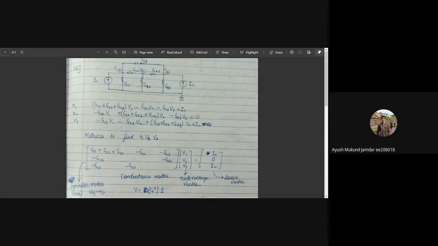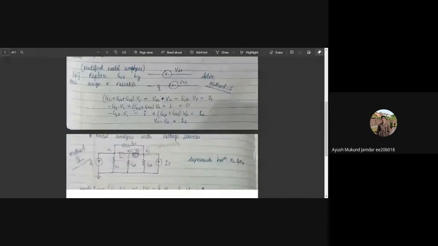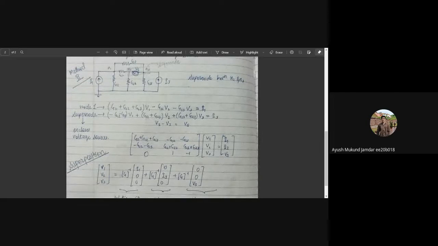But there is a better way to do this, and that is using a super node. As you can see, Vs source has been applied in the place of G23 here, and instead of assuming an additional unknown i through Vs, we'll use a super node, that is N2 and N3. We'll combine them together as a single node and write the KCL equation for the bigger node. So let's see how this works.